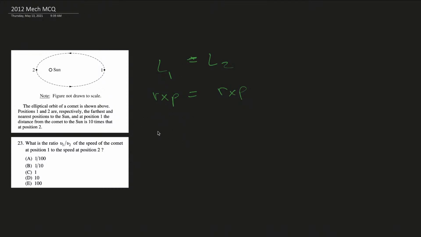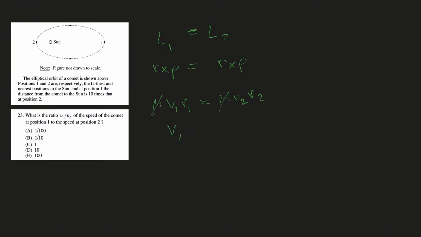So at position 1 we had mvr, and at position 2 we had the same thing, mvr, right? But to give better subscripts, this is m v1 r1 is equal to m v2 r2. We can cancel out the masses, and we know that the radius at v1 here, as we previously said, was 10d, and here this is d. So if we replace this with 10d and this with d, the d's can go away, right? And we get that v1 over v2 is equal to 1 over 10. So the answer to 23 is B.